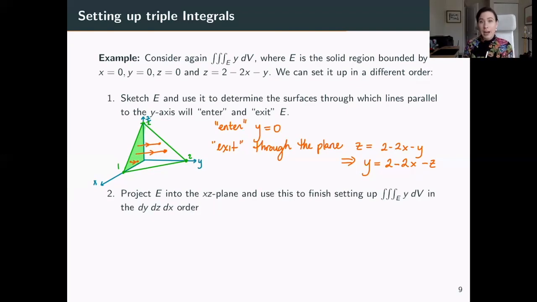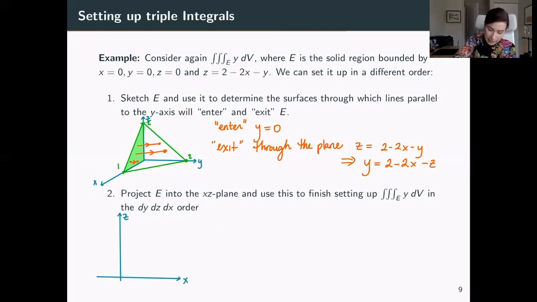Now that we have our entrance and exit points, we want to go ahead and set up this triple integral in the dy, dz, dx order. Note that we've already dealt with the y. We just need to figure out the dz and dx. The projection strategy is going to apply here as well. So instead of projecting down onto the xy plane, we are projecting onto the xz plane.